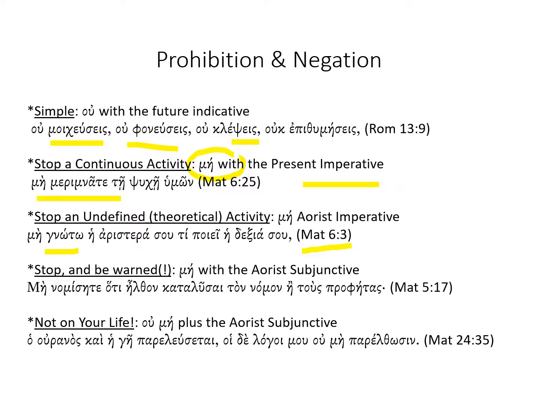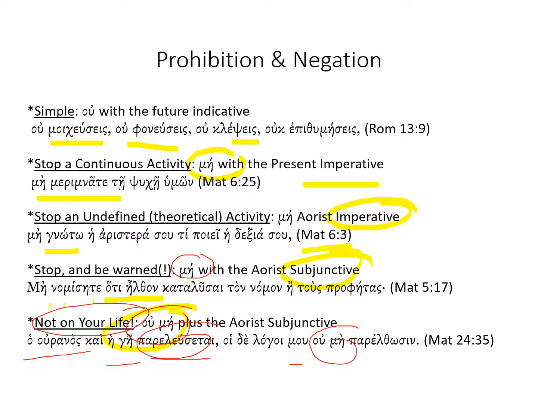The idea of warning, notice it's not the imperative, but the subjunctive that comes up. Do not suppose I came to destroy the law and the prophets. Don't think that way. Stop and be warned. And then the aorist subjunctive with may, notice the distinction between may and may, is the stronger, not on your life. The heavens and the earth will pass away, future indicative. But my words, mark it well on your life, me par elthosin. They will never pass away.